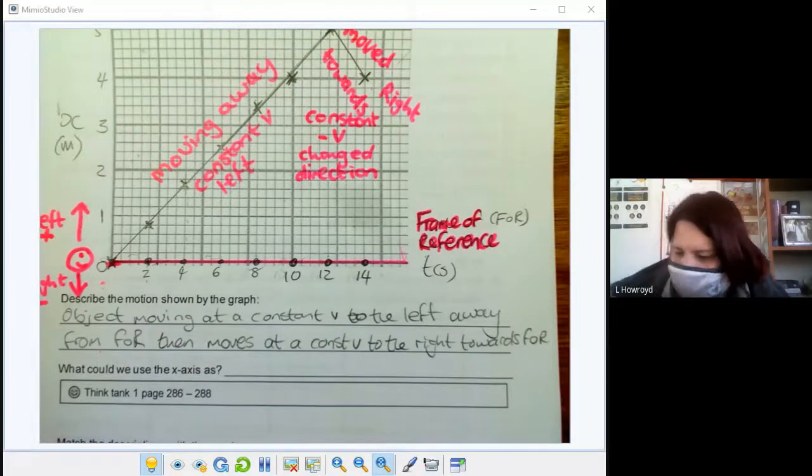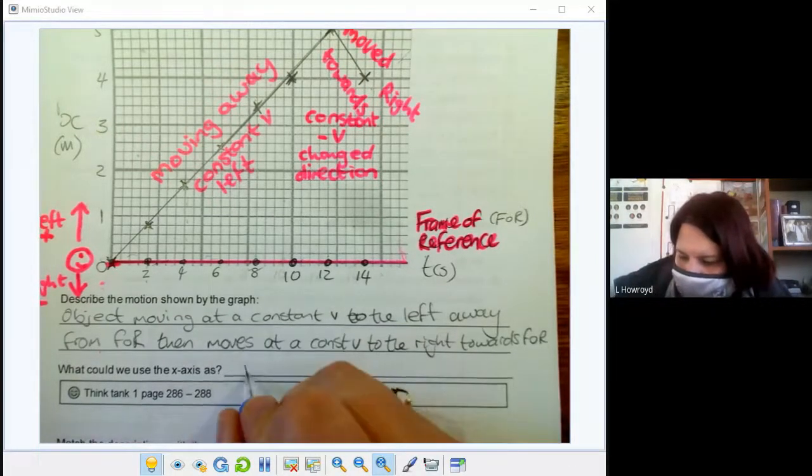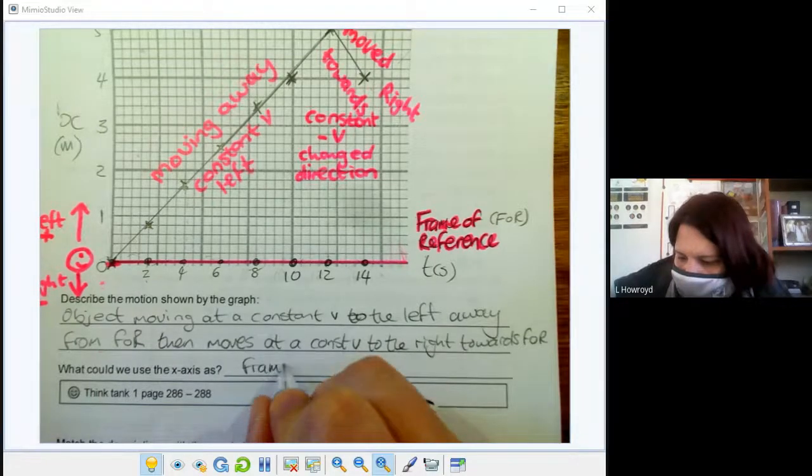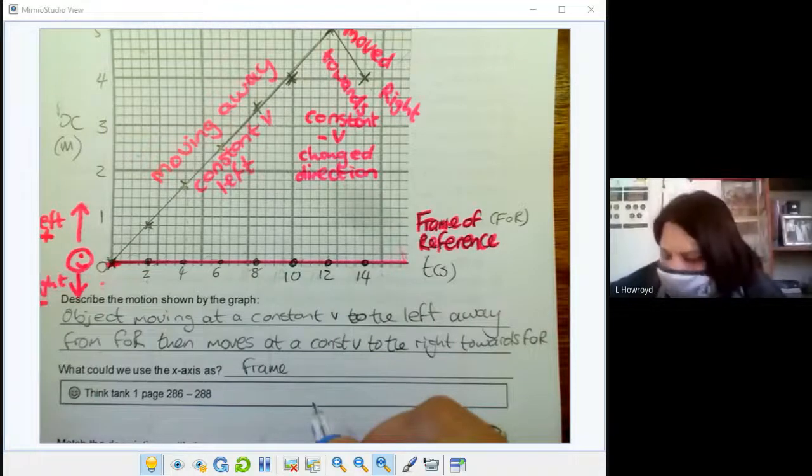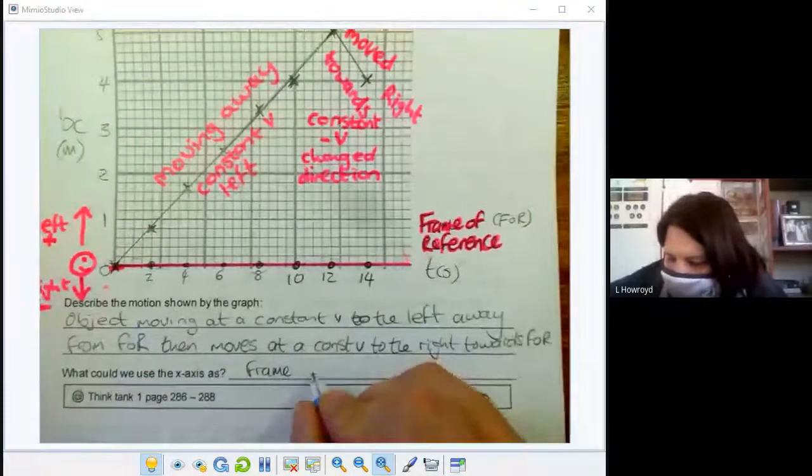What could we use the x-axis as? The frame of reference, or the point of reference, or when you say relative to, that would be the point. Okay.